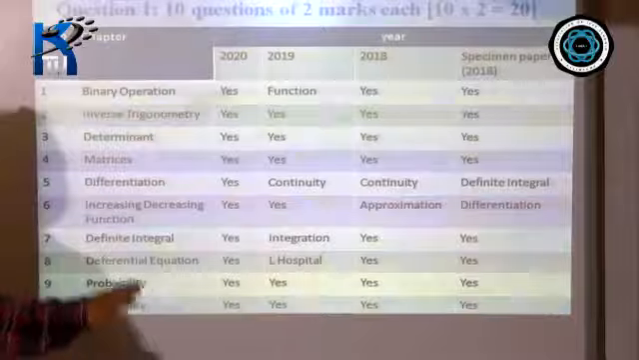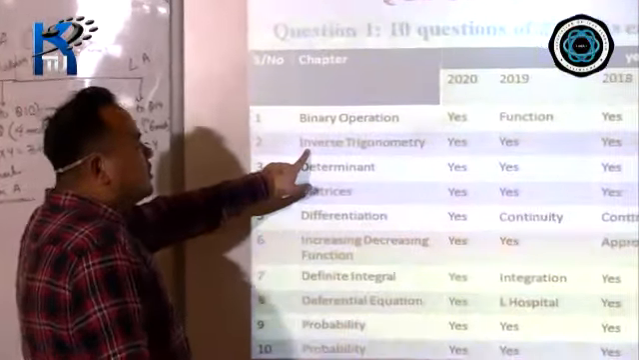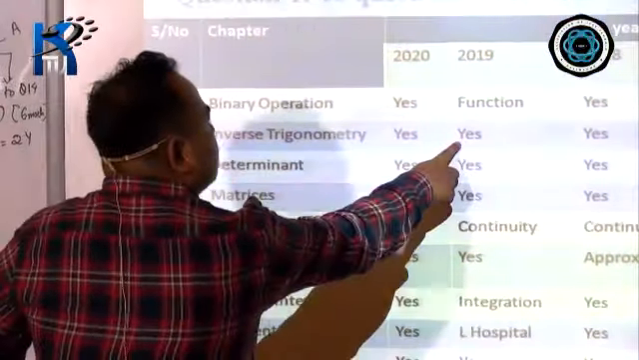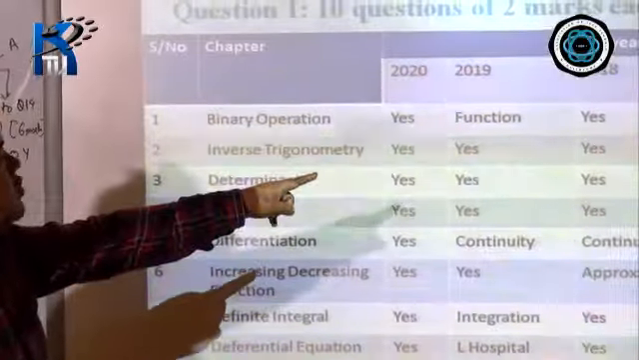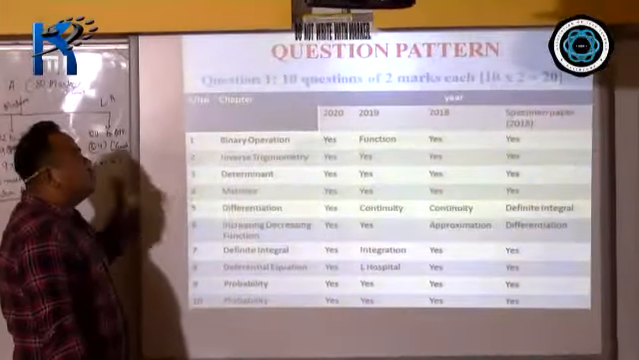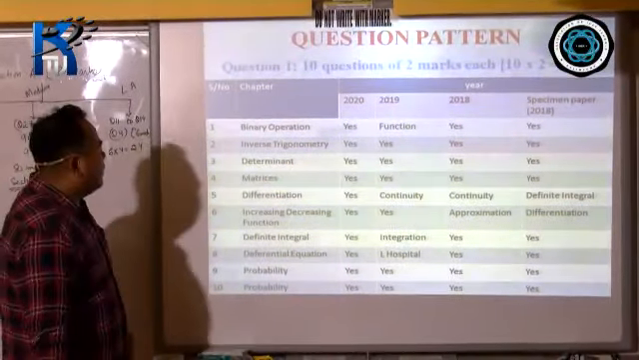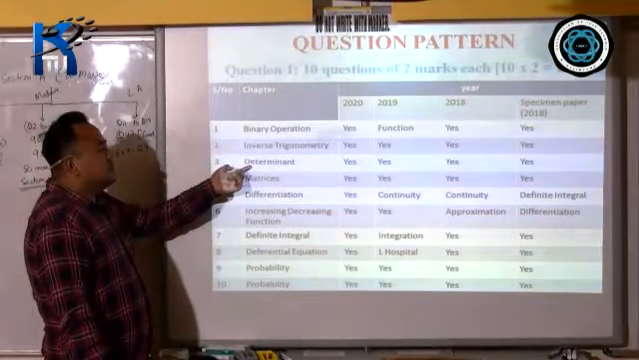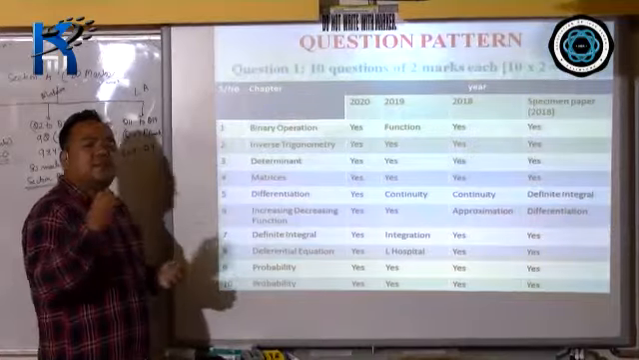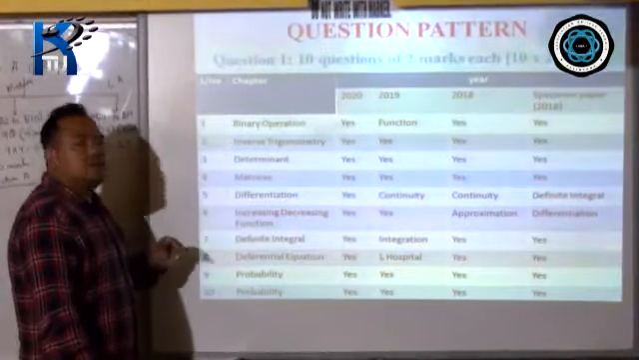Is that okay? Next, look at the second part, inverse trigonometry. Inverse trigonometry 2020, you got a question for 2 marks. 2019 also, you got a question. 2018 also, and specimen paper also. That means you can rest assured that you are going to get 1 question on inverse trigonometry for 2 marks. So similarly, we move on to determinant. Yes, you are going to get 1 question. And what type? I'm going to explain that in detail when we do these chapters one after the other.